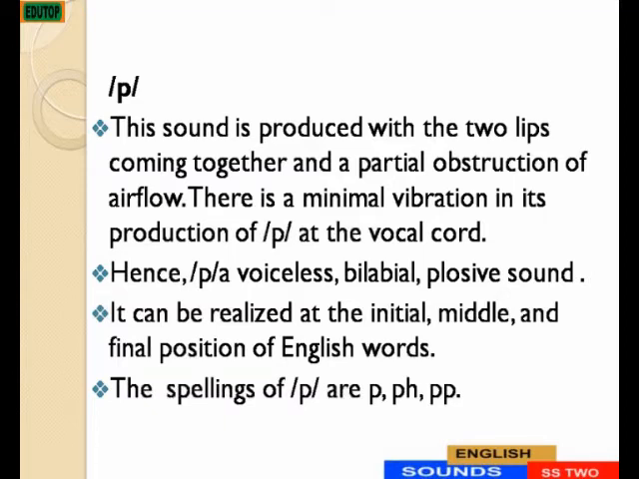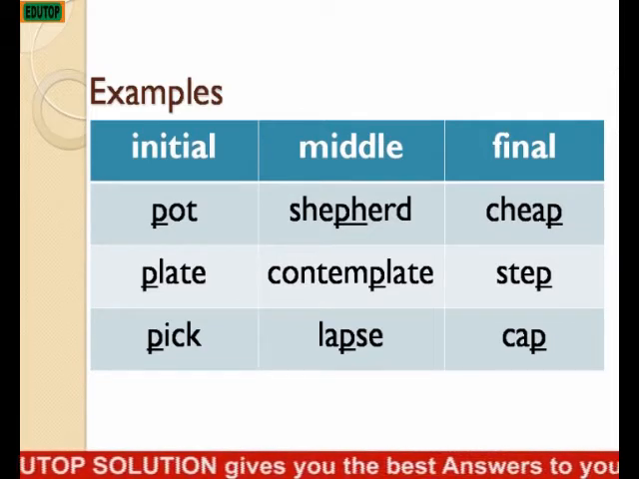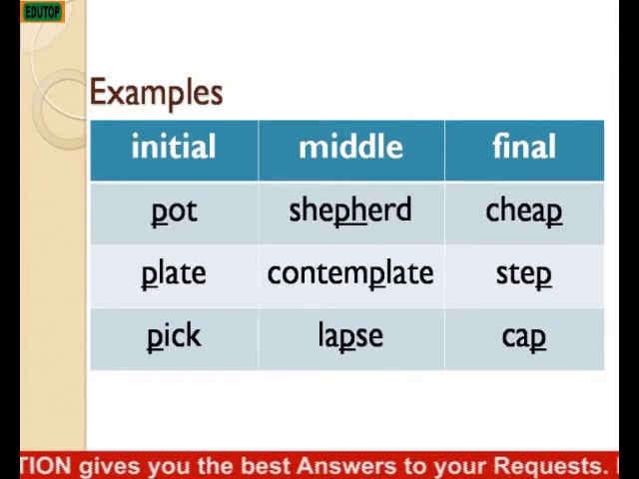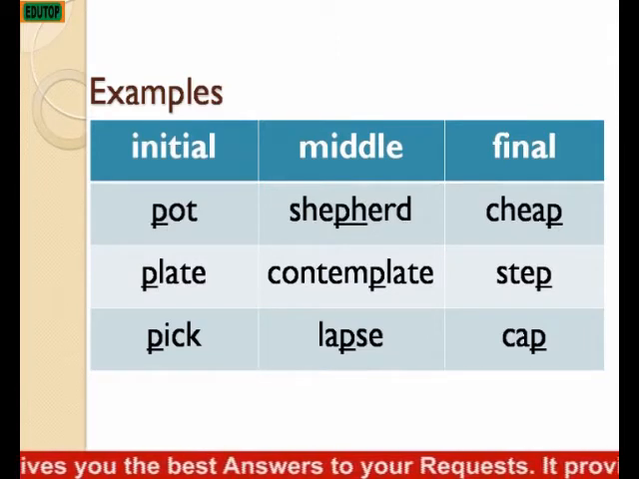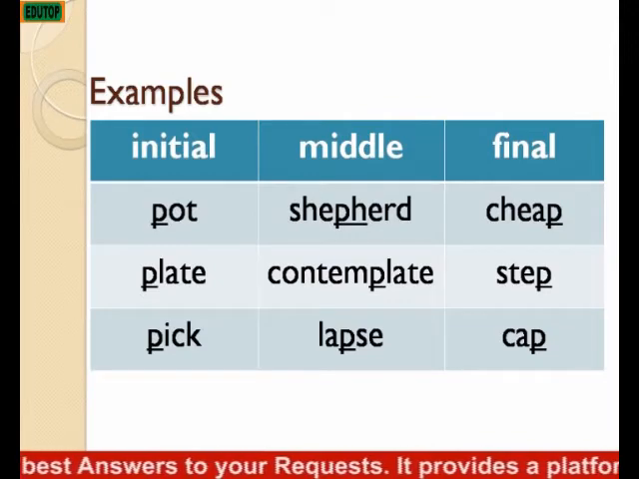Let's check out some of the examples. We can realize p at the initial stage. Examples include pot, plate, pick. At the middle stage, we can have something like shepherd, contemplate, lapse, and then at the final stage, we can have chip, step, and cap, etc.